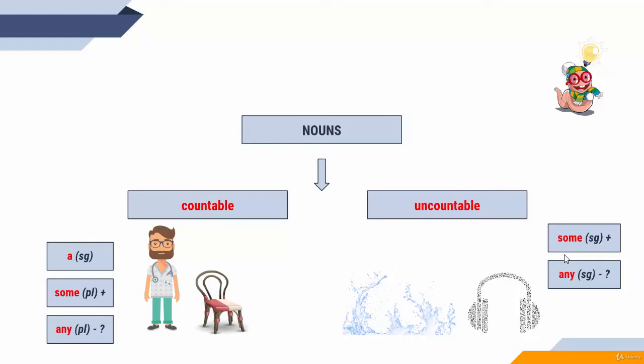When it comes to uncountable nouns, we use some and any. Some in a positive sentence: I want to listen to some music. Any in negative and in a question: Would you want to listen to some music? Is there any rice at home? Or I don't want any rice here.